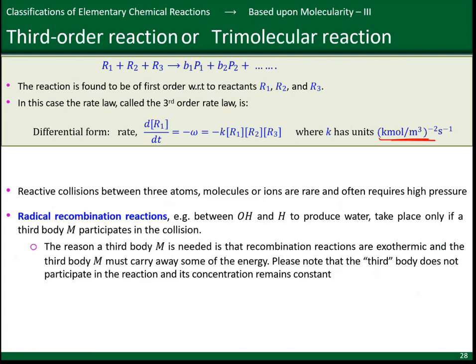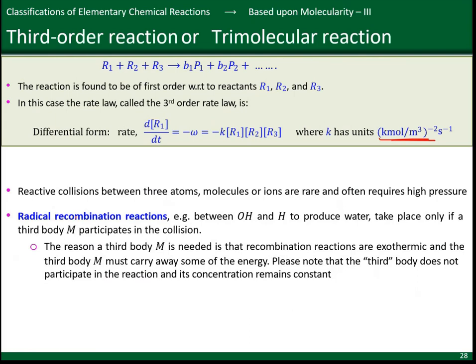Now, when we talk about third order reactions or trimolecular reactions, they are rather rare, right? It's very common for two molecules to collide, but it's not so common for three molecules to come together. That's a relatively rare event, and it usually requires high pressure. You can see that possibly in the reaction of some ions or atoms with some molecules. It's kind of a rare event. It's not so common. The most common is, of course, the bimolecular reaction.